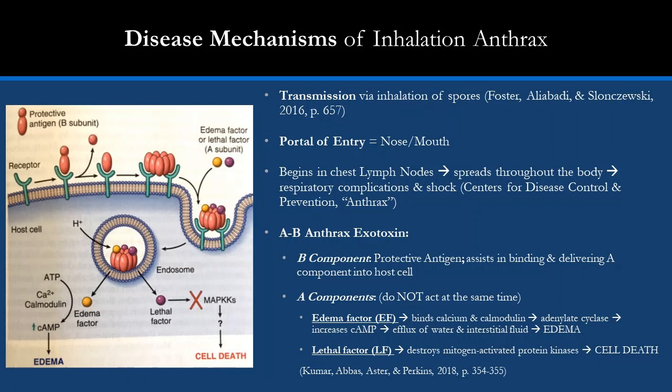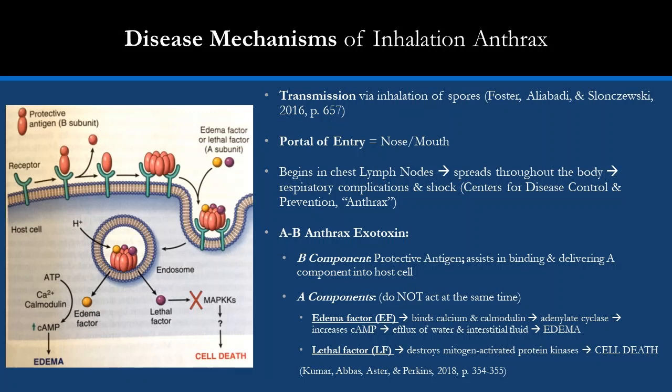In general, an AB toxin is one that has an active component A and a binding component B that helps with the delivery of A into the host cell. In the case of anthrax, once the B subunit helps give the A components access to the cell via an endosome, edema factor binds calcium and calmodulin, forms adenylate cyclase, which causes an increase in intracellular cAMP, ultimately leading to an efflux of water and interstitial fluid, causing edema.